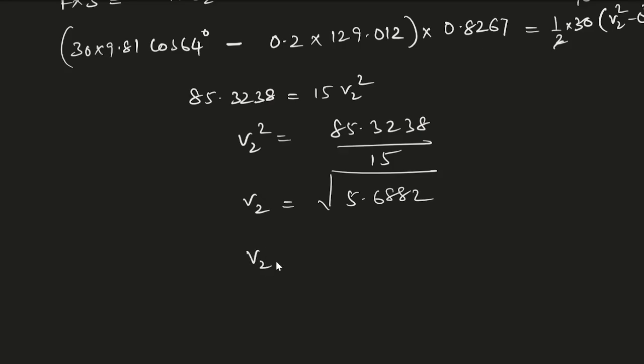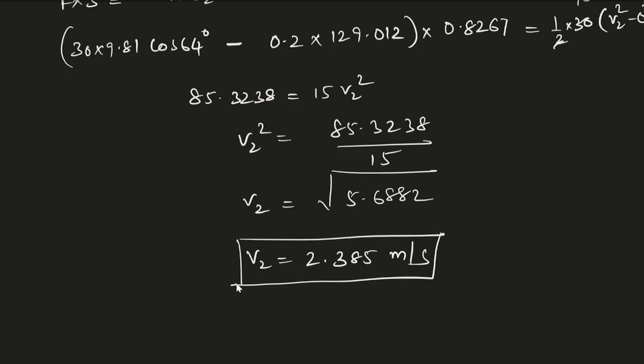So v2 equal to 2.385 meter per second. So this is the final required answer when the block is coming back to the initial position. This will be the final velocity.